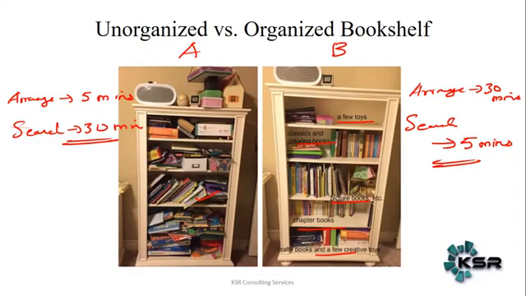A is good or B is good? B. No, A is good. 5 minutes I can arrange it, right? Here you have to spend 30 minutes. For the long run, B is good.